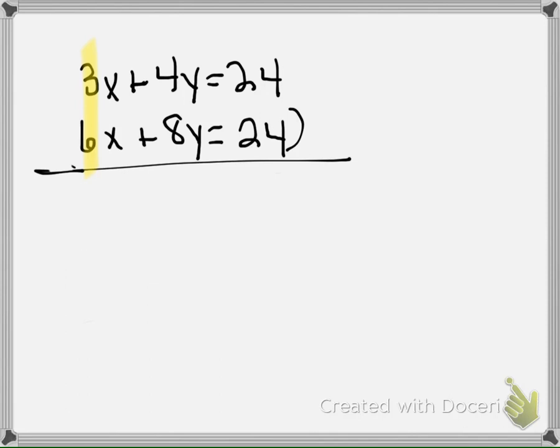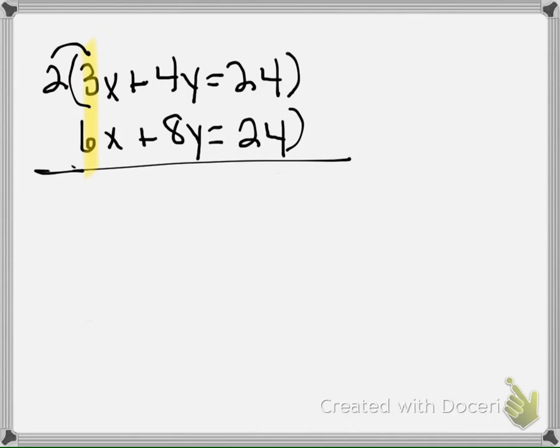Can you think of a way to get those coefficients matching? What about if we multiplied the top one by 2? Because 2 times 3 is 6. Okay, so we're going to make it where they match. Could we divide 6 by 2? You could, but division's hard and leaves you with fractions. Multiplication never leaves you with fractions.